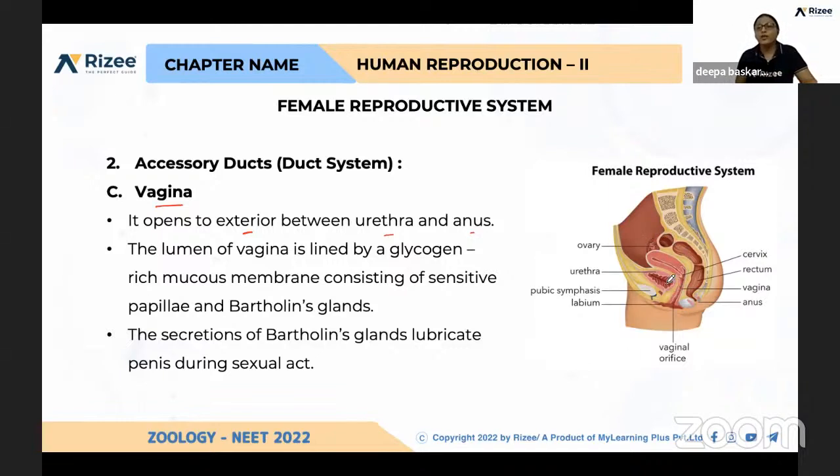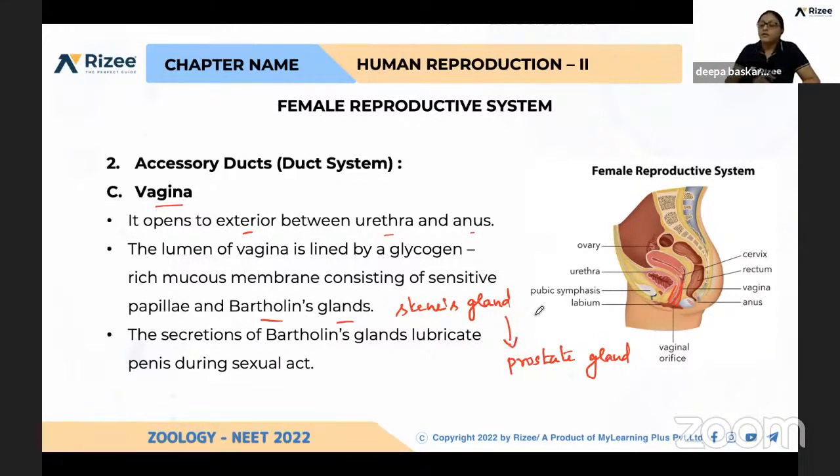And the walls of the vagina have glandular cells, and also Bartholin glands and Skene's gland. One more gland is Skene's gland. So what is the role of the Bartholin gland and Skene's gland? Skene's gland is similar to the prostate gland. What is the role of the prostate gland in males?